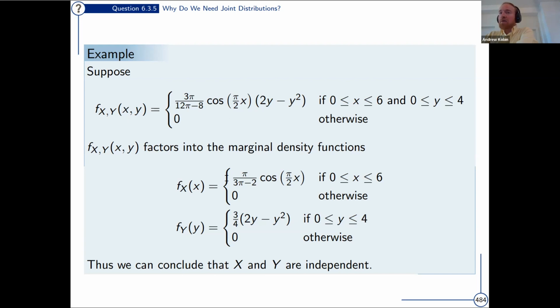The f x marginal function is this pi coefficient times cosine of pi over 2 times x. That's just the x portion of the joint function. And it's just that for the range of x values given, it's 0 otherwise. Likewise, if we factor out a 3/4 from this expression and pair that with the y expression, 2y minus y squared, this will actually give us the marginal function for y.